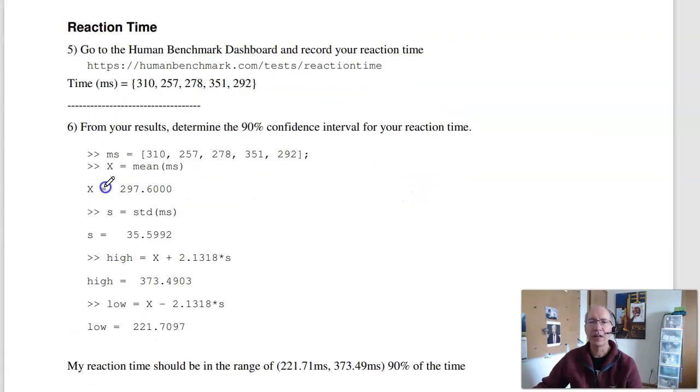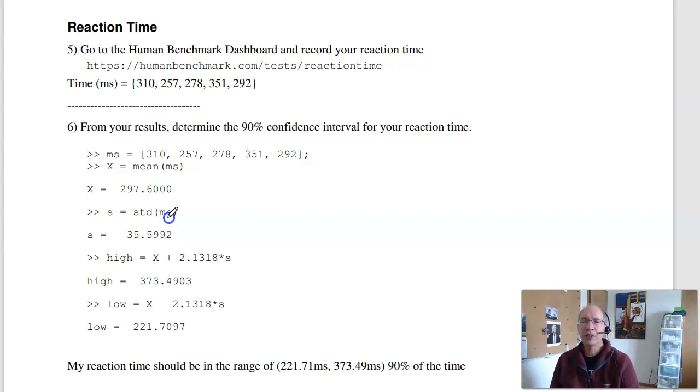Problem 5. Go to humanbenchmark.com. There you can take a test. A red screen comes on, you wait for it to turn green. When it does, you click the button, and it measures your reaction time. Now I did that. Here's my reaction time for 5 trials. It has a mean, standard deviation.